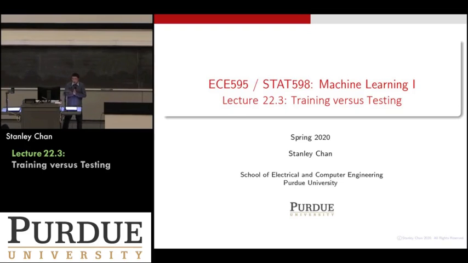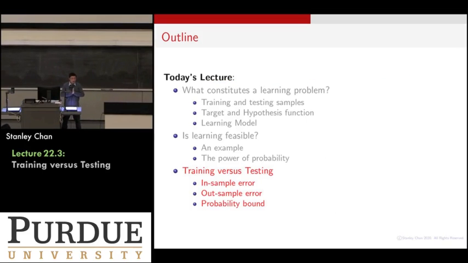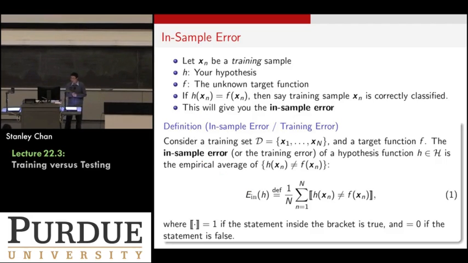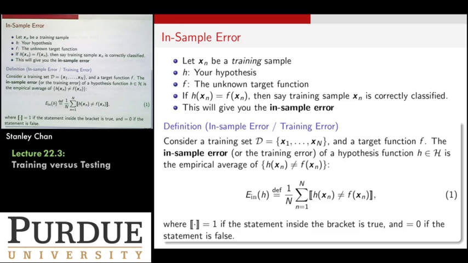So, for the following 10 to 15 minutes, I want to just formally define two terms for you. One is called the training error. The other one is called the testing error. Again, the training error will be applicable to all models. The testing error will be applicable to all models. So I want to define the first term called the in-sample error or the training error.